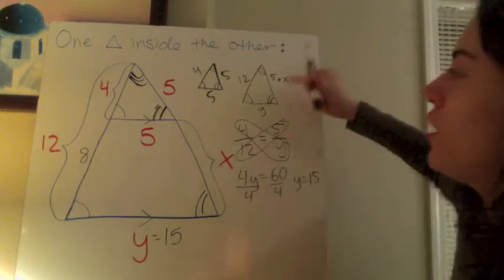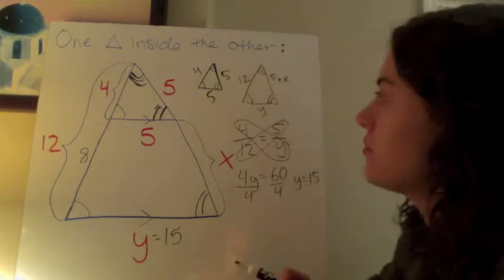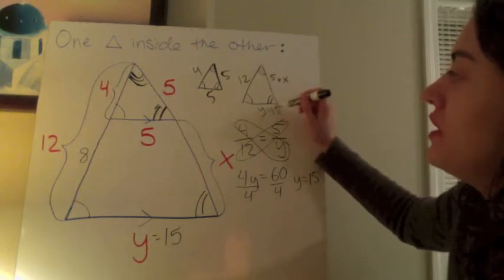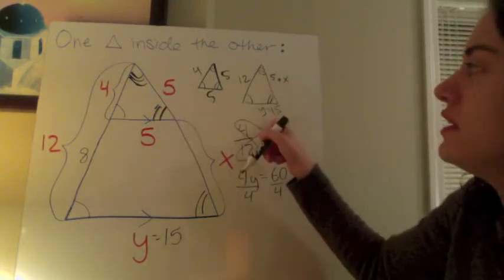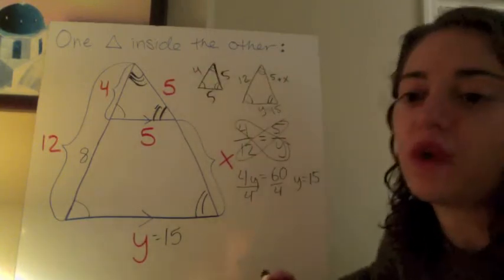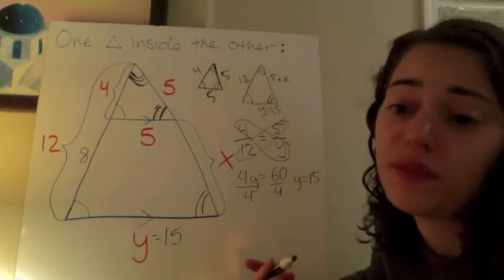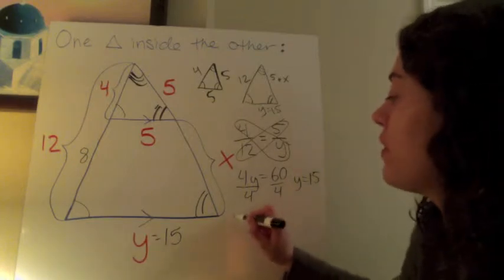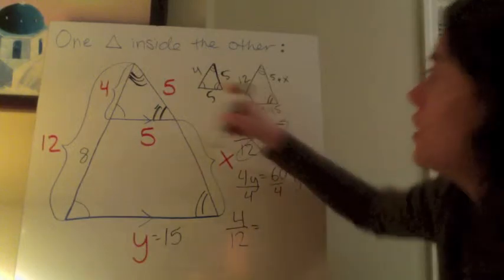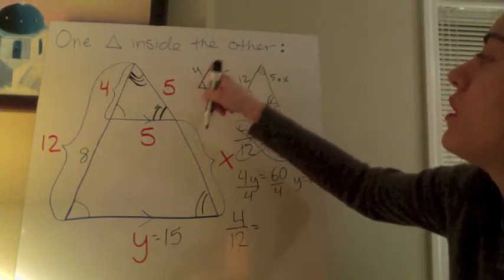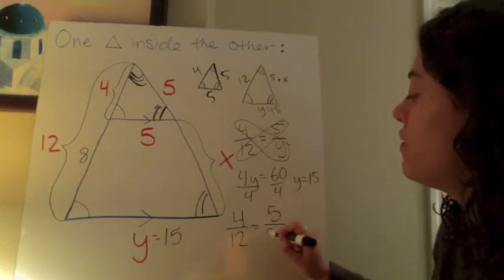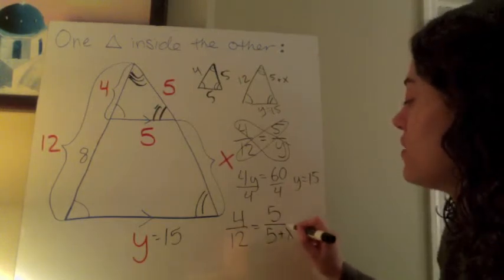Now let's take a look at what I do about this 5 plus x. Now that I know that this is equal to 15, I could say 5 over 15 is equal to 5 over 5 plus x. I don't have to use the 4 over 12, but I am because those numbers are a little bit smaller, so maybe they'll be easier to work with. 4 over 12 is equal to 5 over 5 plus x.